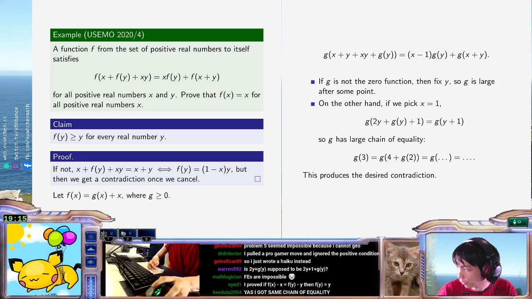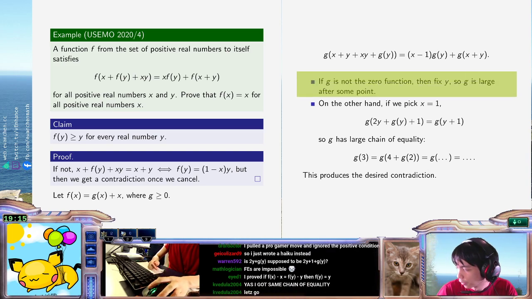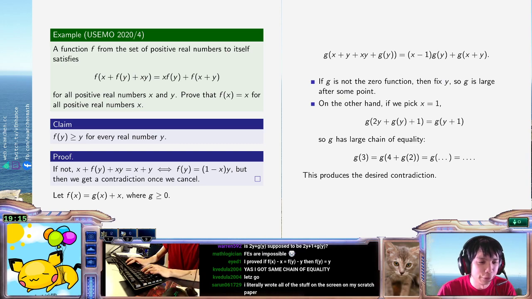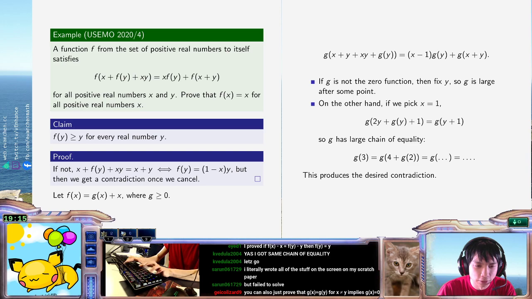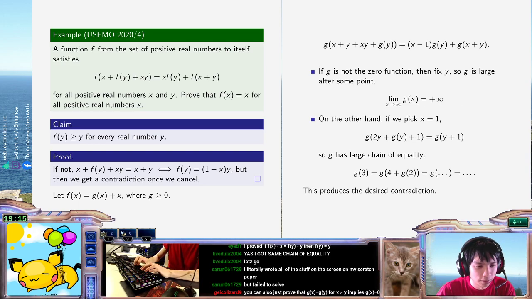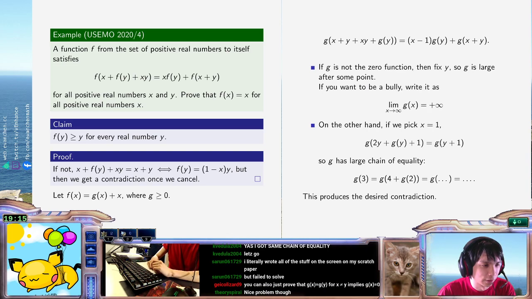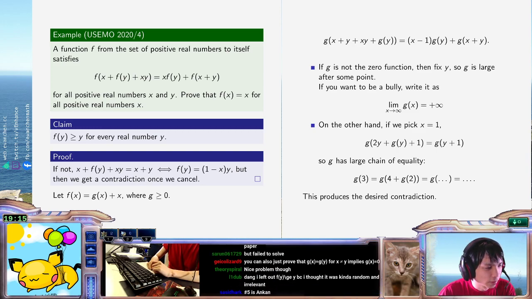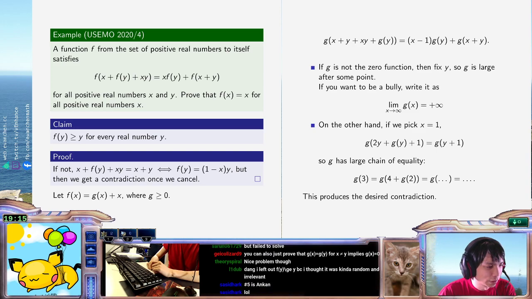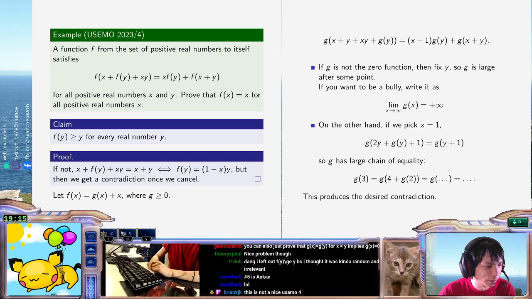Yeah, so this one says G. If you want to be a jerk, you can write this as the limit of x as G goes to infinity is plus infinity. You can write it as this, but it looks unnecessarily scary, although it is technically correct. You left out f of y at least y because you thought it was random and irrelevant. I'm sorry. Don't leave out stuff like that.